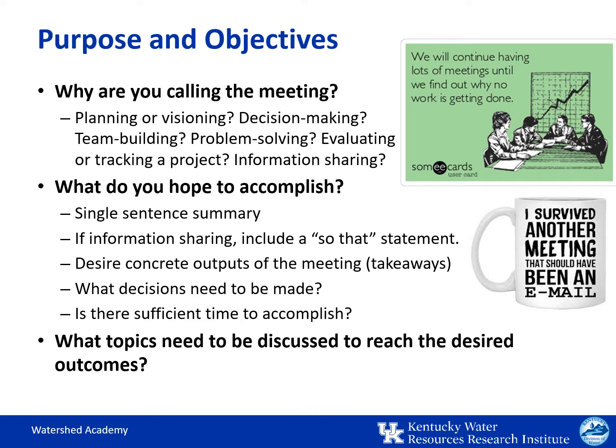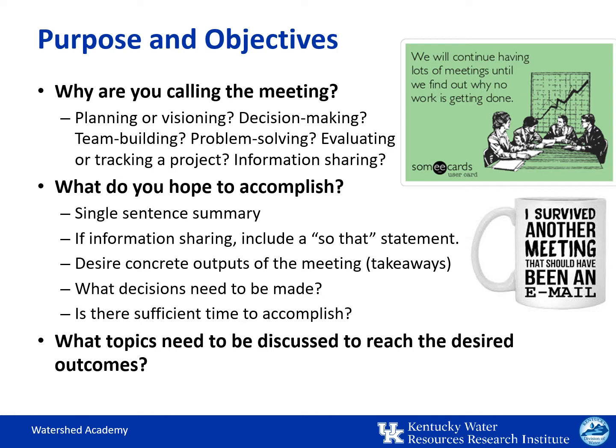If you are calling a meeting, it needs to have a purpose. Some examples of that purpose are provided. If your purpose is information sharing, you need to be able to articulate a so that statement. In other words, we're sharing this information so that you can do something, because meetings must do something. Further, you should be able to provide a quick summary of what the concrete outputs or decisions should be.